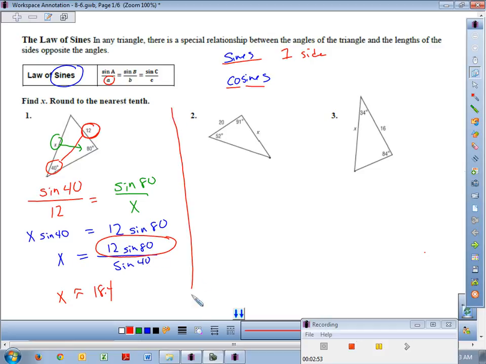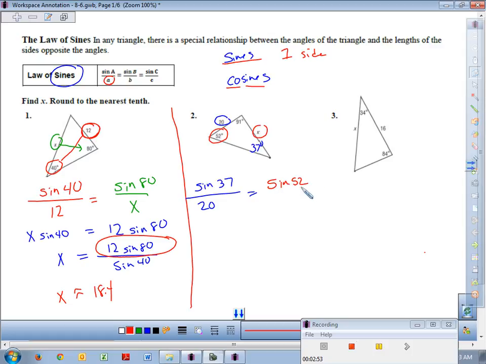Now let's try number 2. It's the same setup. It's going to be the law of sines because they only give us one side length. So I need a side length, and I need the angle measure across from that. Well, they don't actually give it to me, but we can figure it out because we know two angles in this triangle. So if this is 52 and that's 91, you take 180 minus both of that stuff, and you get 37 degrees. So we'll say the sine of 37 over 20, right, that angle and the side across from each other, will equal, since x is across from the 52, we need to use the 52, the sine of 52 over x. And then we solve by cross multiplication.